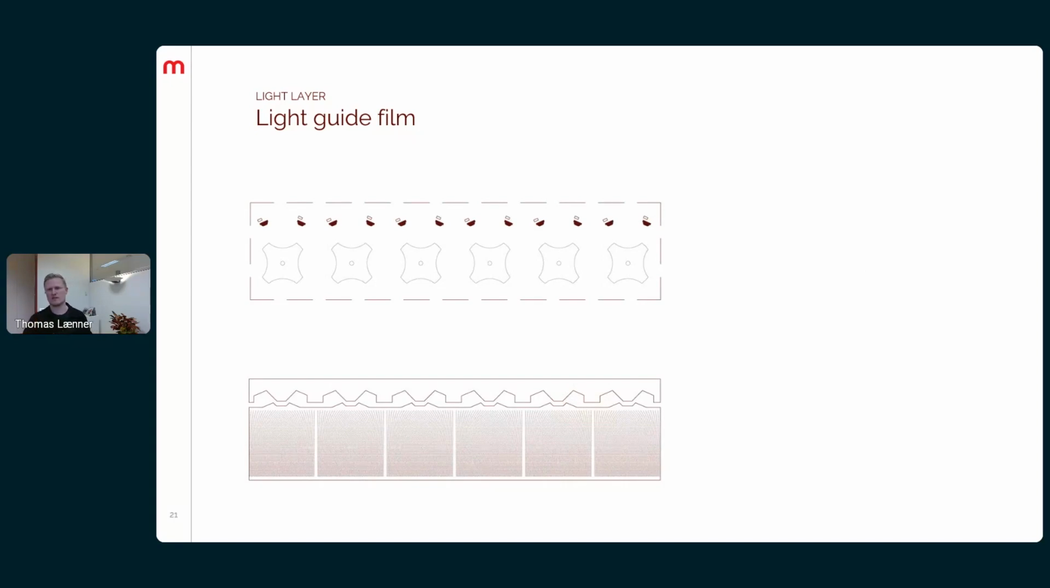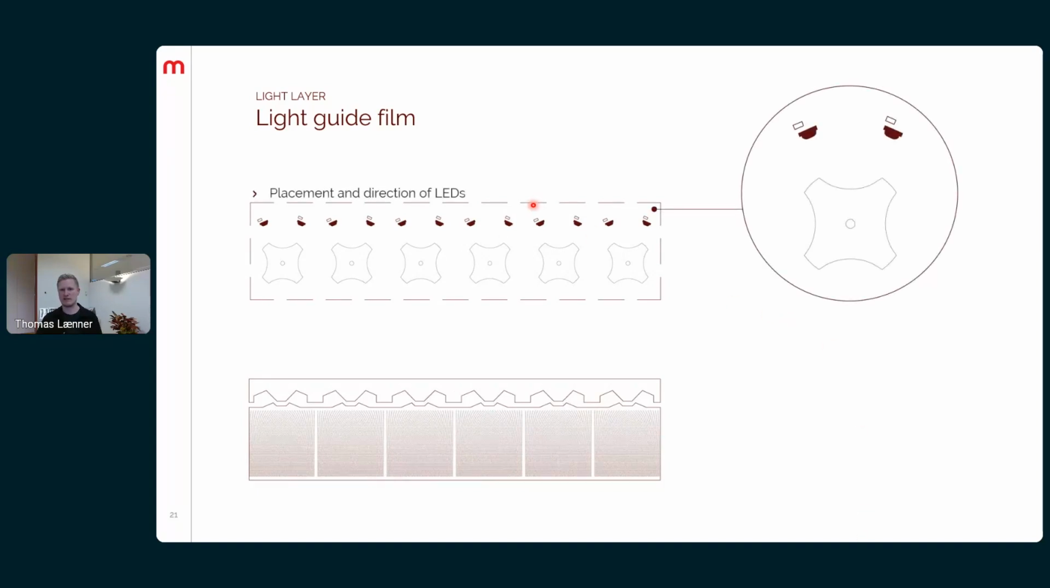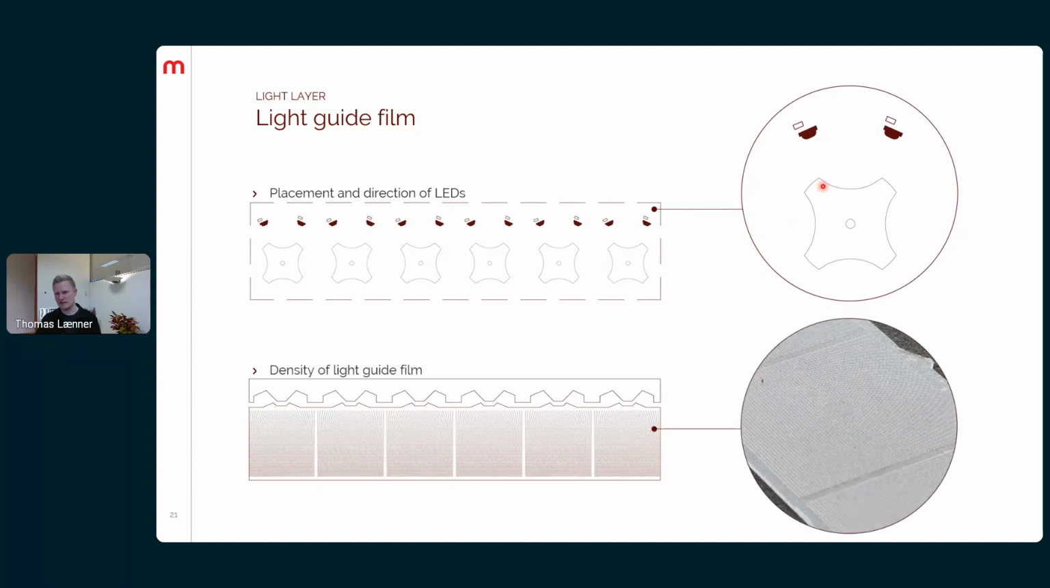So here it's not just about the light guide film, it's also a combination of the placement of the LEDs and the direction. Here we placed the LEDs at the top of the keypad due to limited space, and these are so-called side view LEDs, so they do not emit upwards, but they side emit the light. So the LEDs emit directly into the edge of a polycarbonate material.